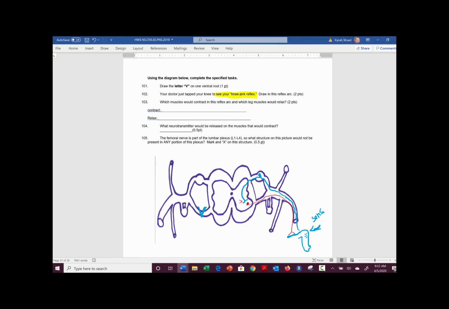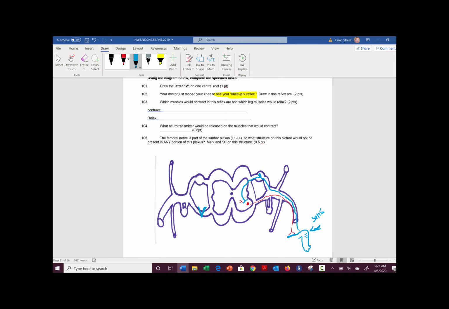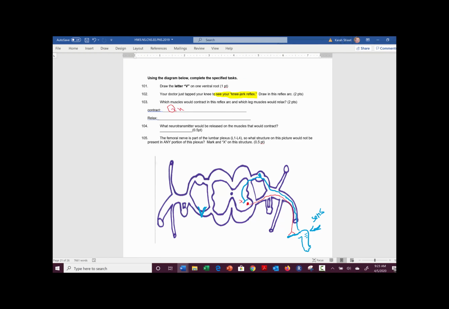So it asks, which muscles are going to contract? Quads. And this is the simple part of why it's called monosynaptic. The sensory neuron coming in has a one-to-one relationship with a somatic motor neuron that is innervating the muscle that you want to contract, monosynaptic.